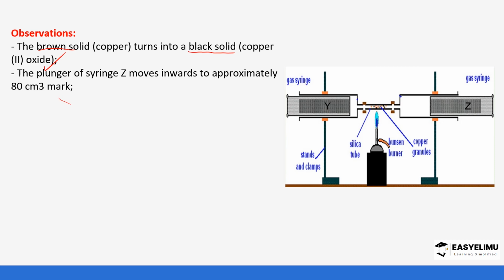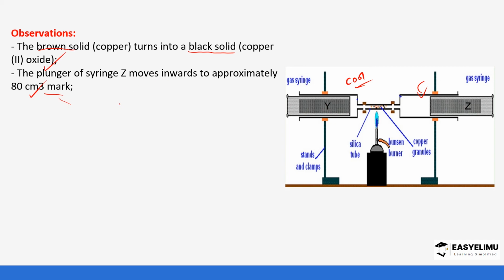The next thing we note is the mark on the plunger Z. This is where we get the final volume, which was noted to be 80 centimeters cubed. Remember, when getting the final mark, we need to allow the apparatus to cool, just like we said in the previous experiment. The apparatus expand when they are heated, and heating continues in this reaction, so the expansion can give you an inaccurate volume. So you need to give the apparatus some time to cool before getting the final volume.